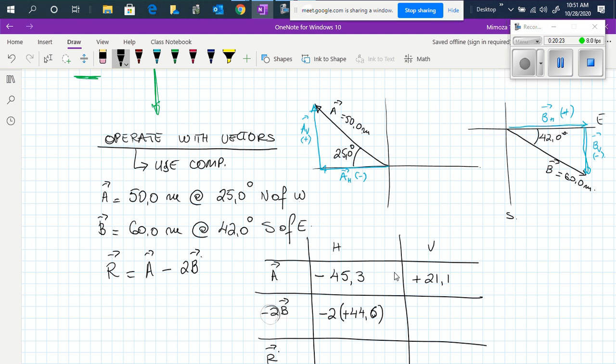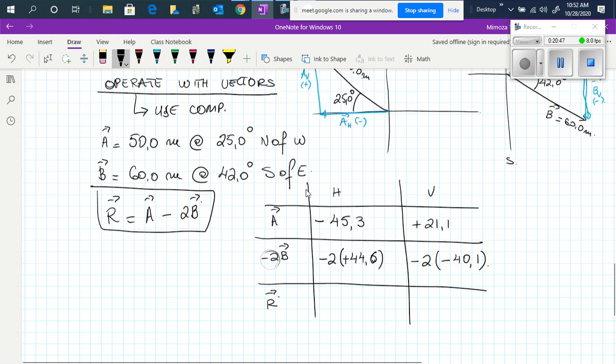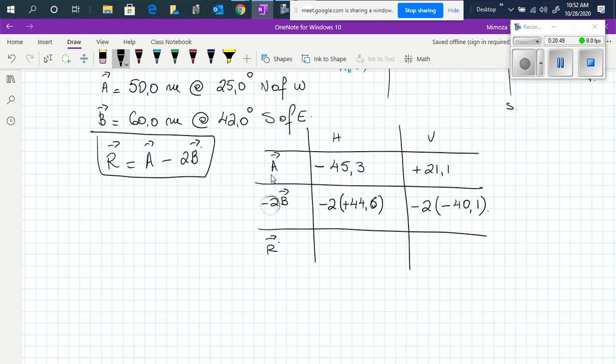And the vertical component will be negative and is related to the sine, and will be negative 2, as the relationship tells you to do, times negative 40.1. And now the horizontal and vertical components of the resultant will be the result of the horizontal components of all of them and the vertical components of all of them.